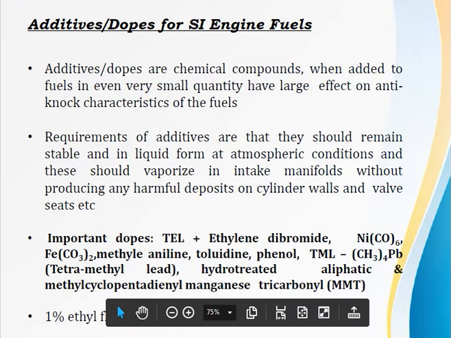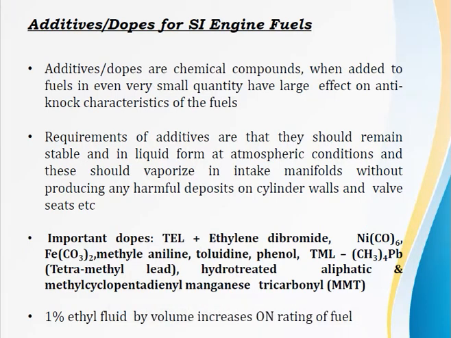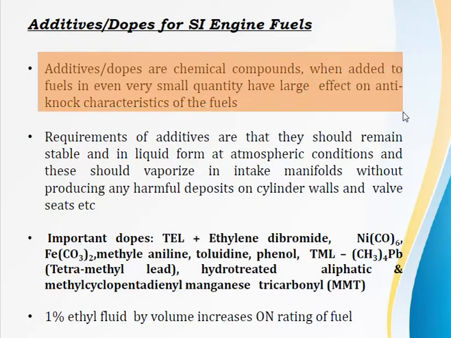Now let us go through the additives. Additives or dopes for SI engine fuels are chemical compounds which increase the octane rating of the fuel. Fuel additives are chemical compounds which, when added to fuels in very small quantities, affect the anti-knocking characteristics. In simple words, it is an anti-knocking chemical compound which increases the octane rating of the fuel. If the octane rating increases, the knocking tendency of the engine reduces.